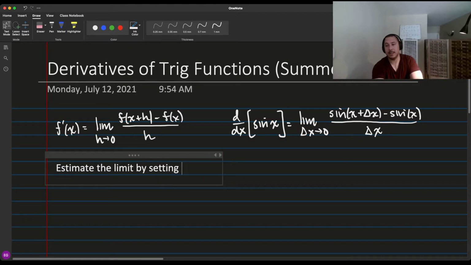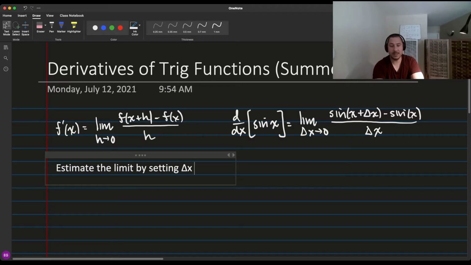By setting delta x, oops, that's not what I wanted. Oh, there's a way to do the delta. Where's the delta? Oh, there we go. Apparently on the Mac it's Alt-J.